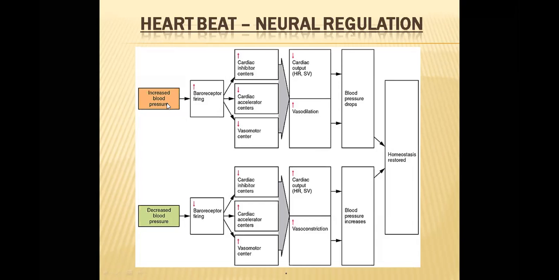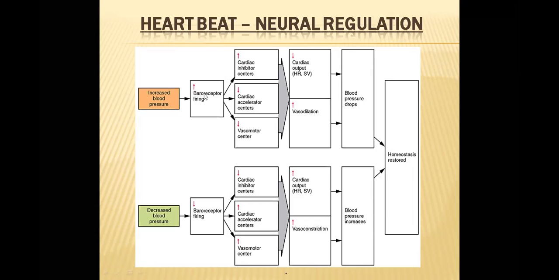So when increased blood pressure is there, baroreceptors will fire a high amount of signal. The arrow mark is in the upward direction. When increased blood pressure is there, baroreceptors will release a lot of action potentials. It will activate the cardiac inhibitory center in the brain. Then what happens? They will send signals to decrease the heartbeat rate. Then what happens? Blood pressure will drop and come to the normal range.